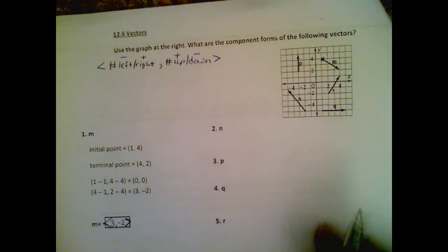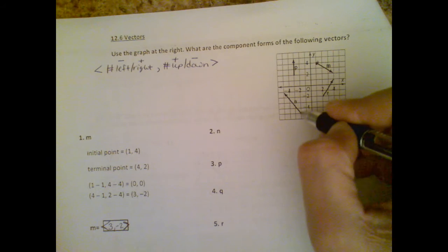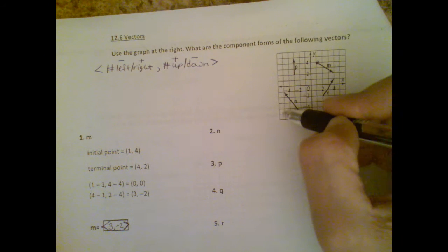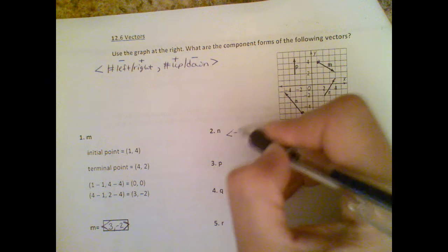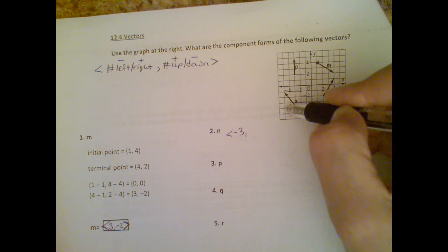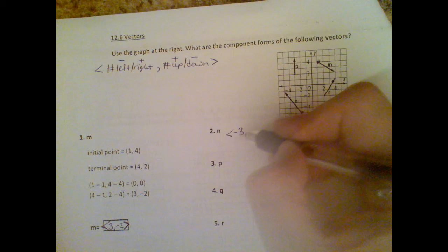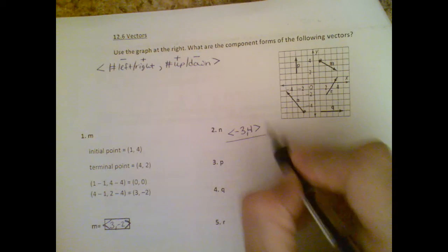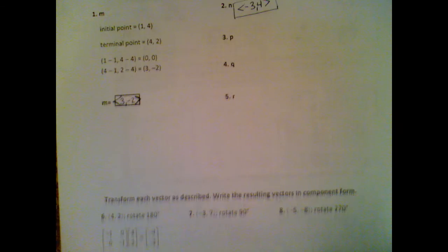So if we take a look at vector n, always go left or right first. So it's going left 1, 2, 3. So since it's going left, we put negative 3. And then it's going up 1, 2, 3, 4. So we put a positive 4. And that would be our answer. And both of those are in component form, our final answer.